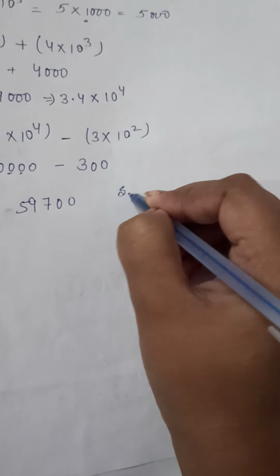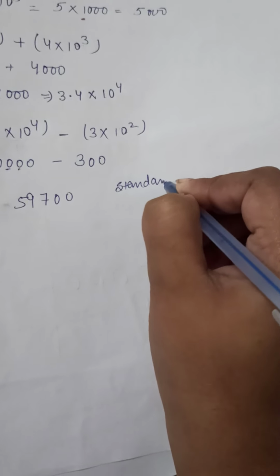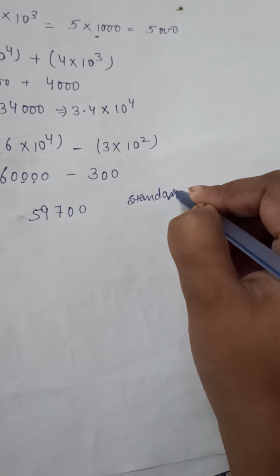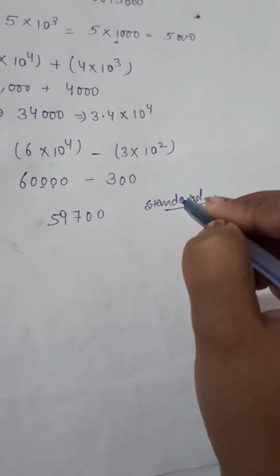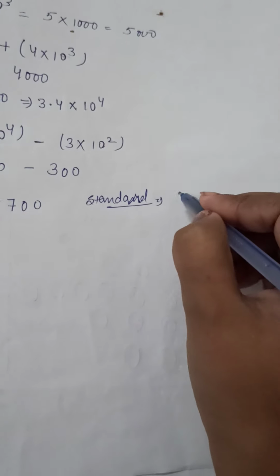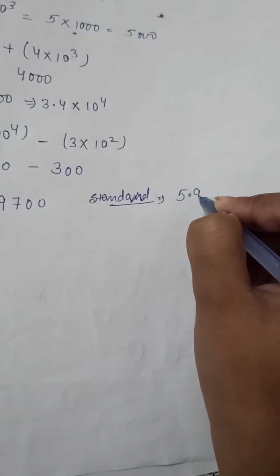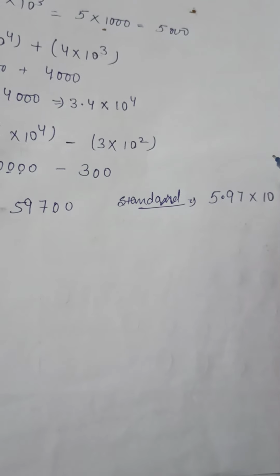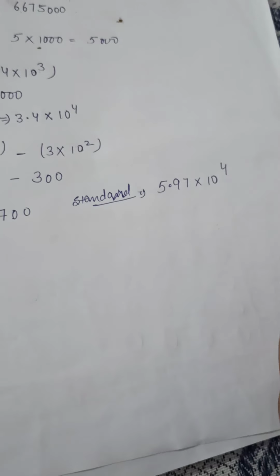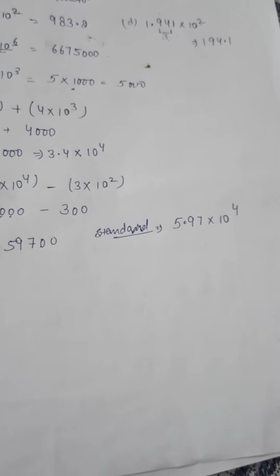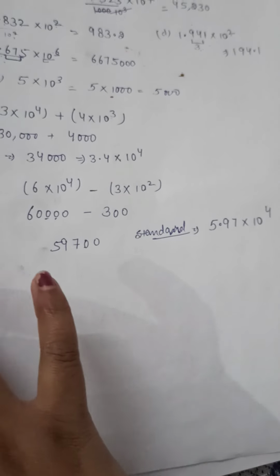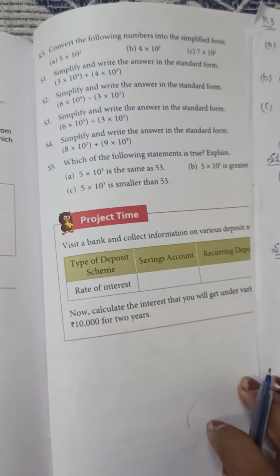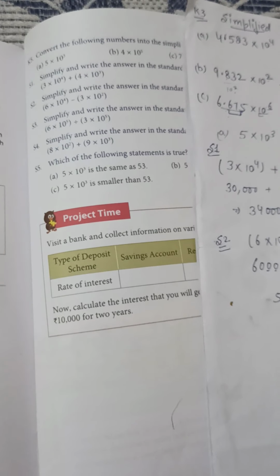Now standard form of this. What we have to write in the standard form of this? So standard form means before decimal one number, 5.97, 10 to the power 1 2 3 4, 5.97 multiply with 10 to the power 4. Clear? Now S3 and S4 are also like this, so that you will do yourself.